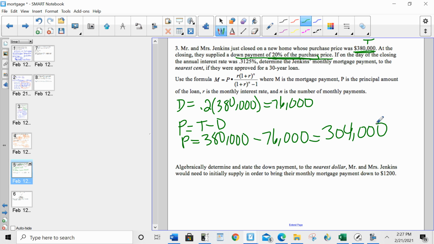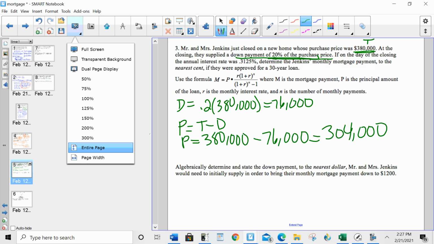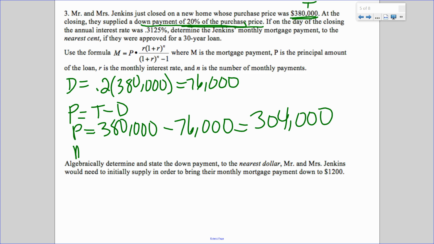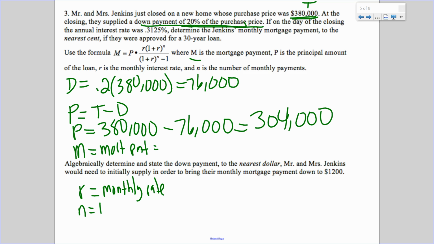All right, so I got my P. Let's get everything else here. M is the mortgage payment. P is the principal. We got that. R is the monthly interest rate. N is the number of monthly payments. Again, I like to always list my variables.